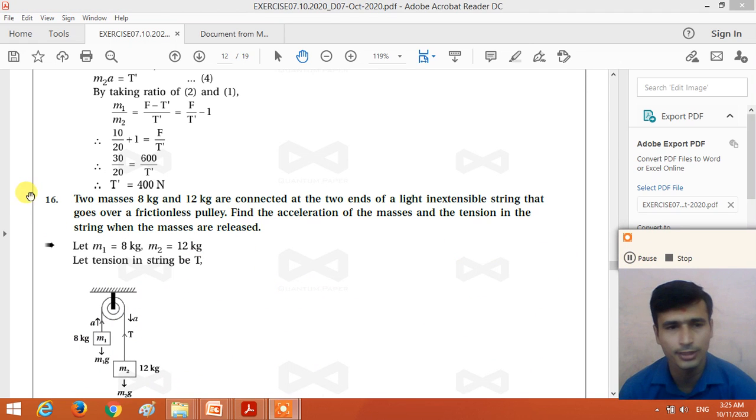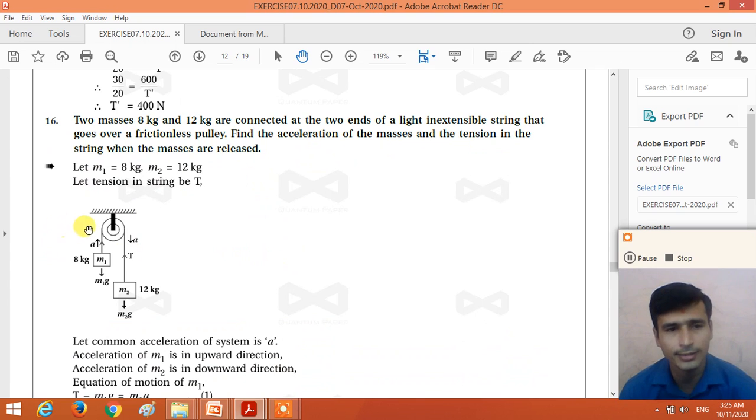Now dear student, we take a similar example, question number 16, and solve it with the help of the free body diagram. Two masses of 8 kg and 12 kg are connected at the two ends of a light inextensible string that goes over a frictionless pulley. Find the acceleration of the masses and the tension in the string when the masses are released.